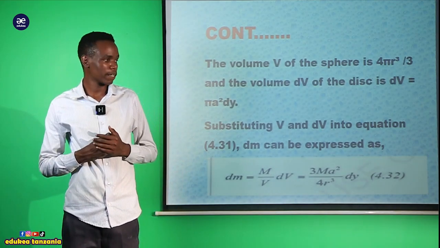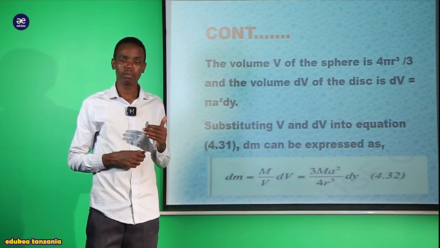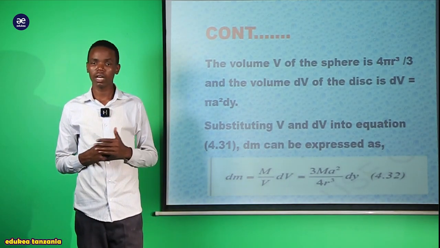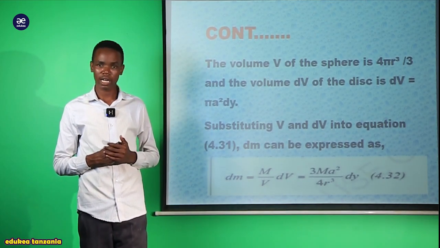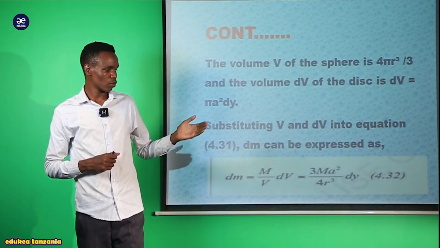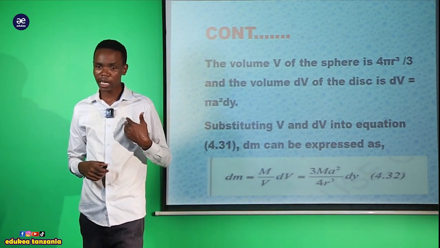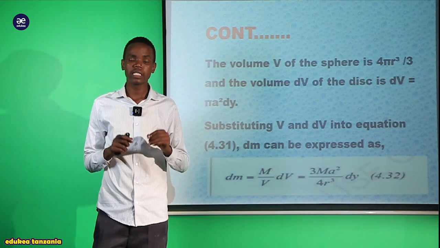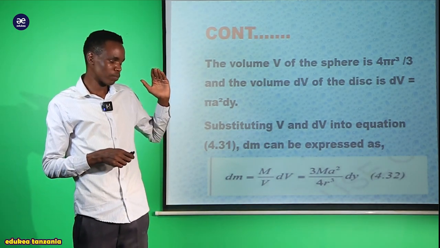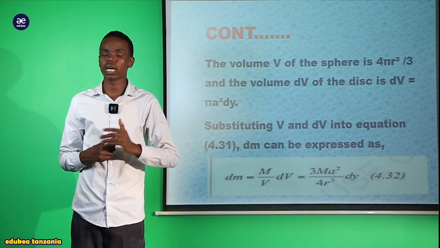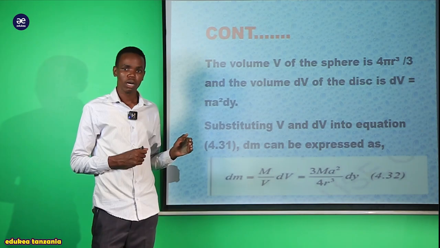we obtain that dm equals 3 M a squared divided by 4 r cubed, times dy. Now we have obtained dm. The thing required here is to substitute into our dI, which must equal dm times a squared.